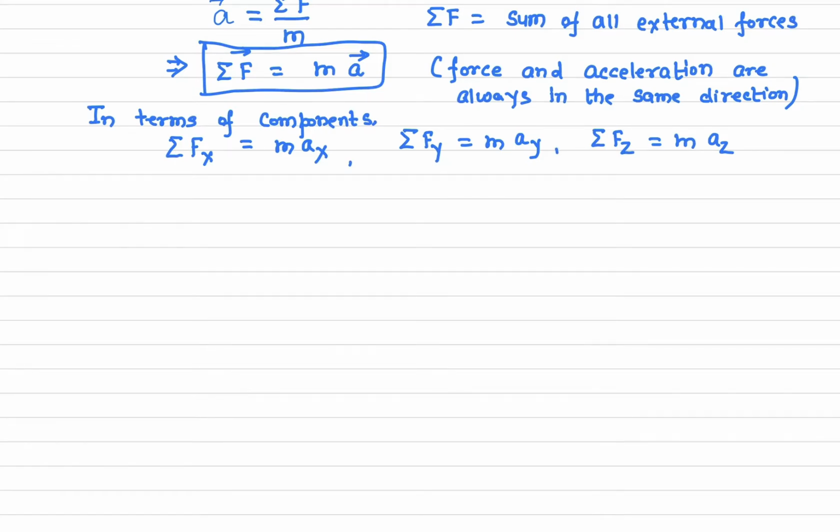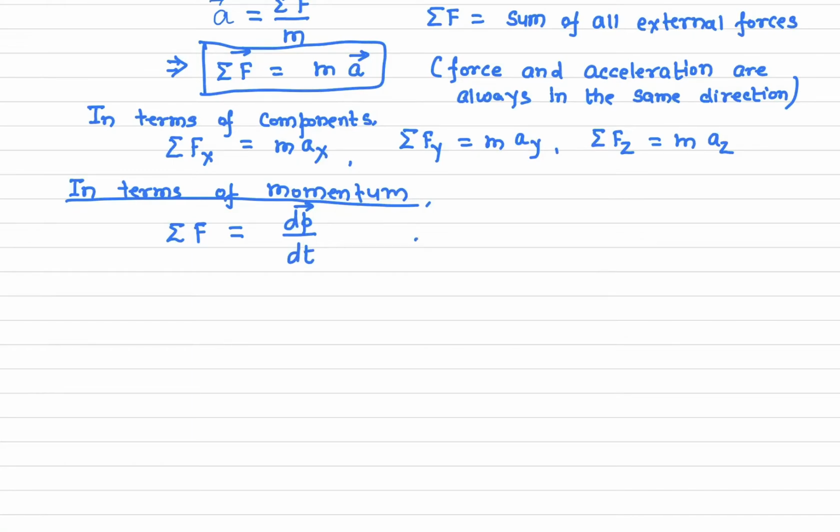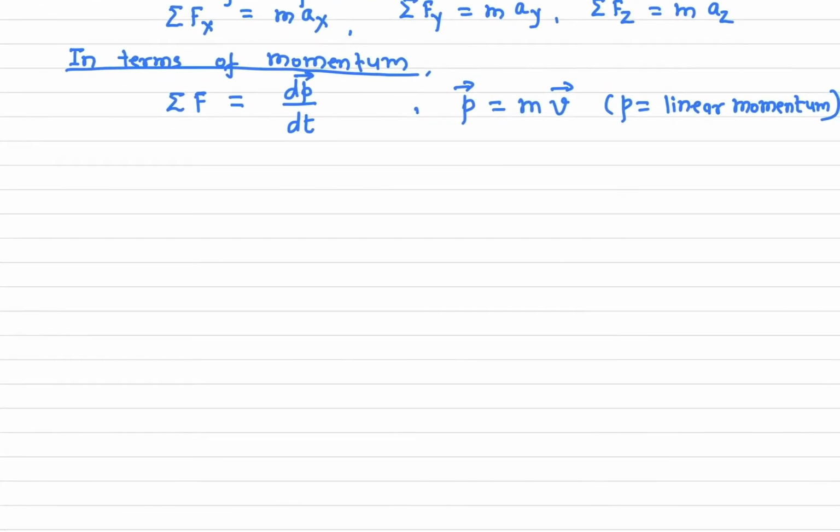Newton's second law of motion can also be expressed in terms of the linear momentum. Let me write it down here in terms of momentum. The total force acting on an object is equal to the rate of change of momentum, where P, equal to the mass times velocity, is the linear momentum.